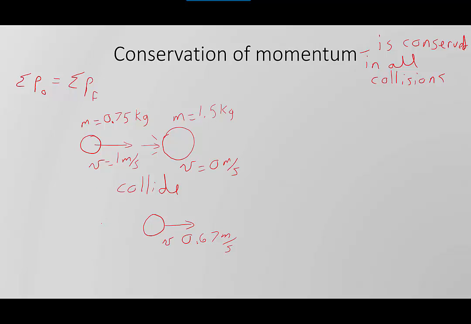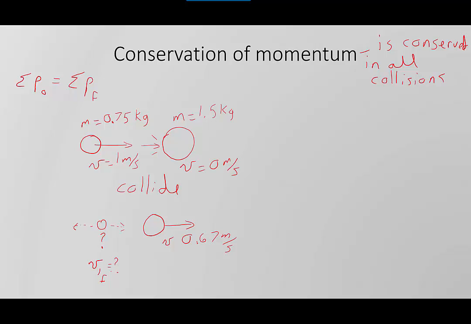And the smaller ball bounces off, but we don't know what happens to it. We don't know if it continues on going forward at a slower speed, or if it goes backwards at a slower speed. So this is what we want to know. What is ball 1's final velocity?